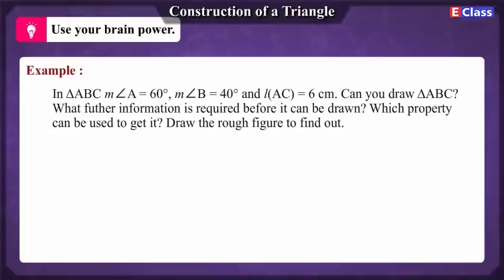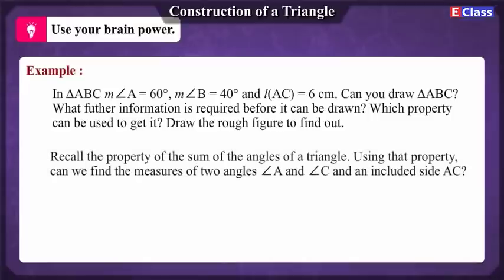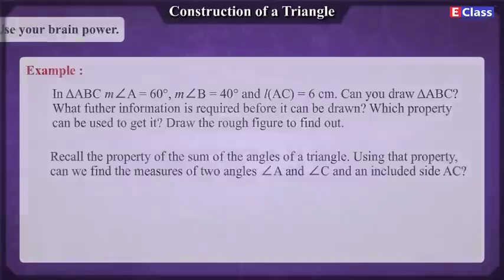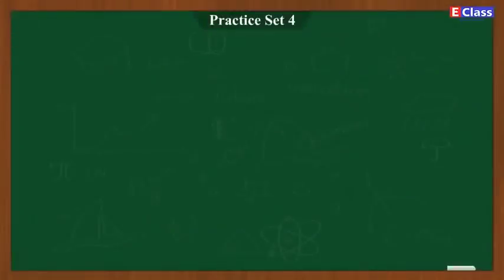What further information is required before it can be drawn? Which property can be used to get it? Draw the rough figure to find out. Recall the property of the sum of the angles of a triangle. Using that property, can we find the measures of two angles, angle A and angle C, and an included side AC? Let's solve the practice set 4.